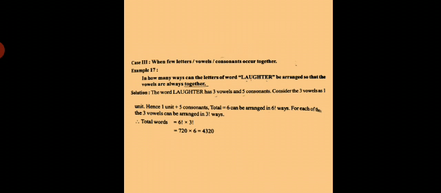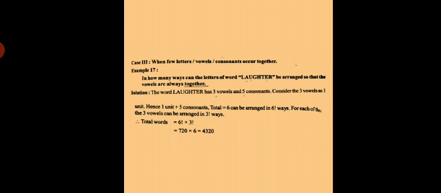Next case, when a few letters, vowels or consonants, occur together. Example 17, in the same case 3. In how many ways can the letters of the word LAUGHTER be arranged so that the vowels are always together? The word LAUGHTER has 3 vowels.